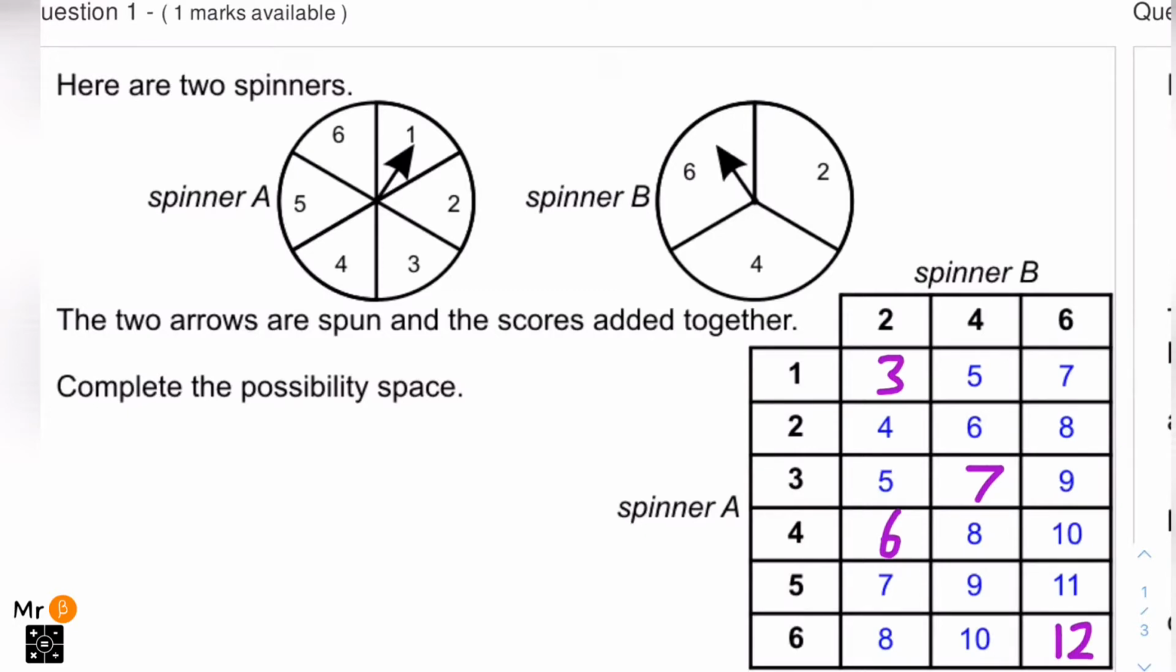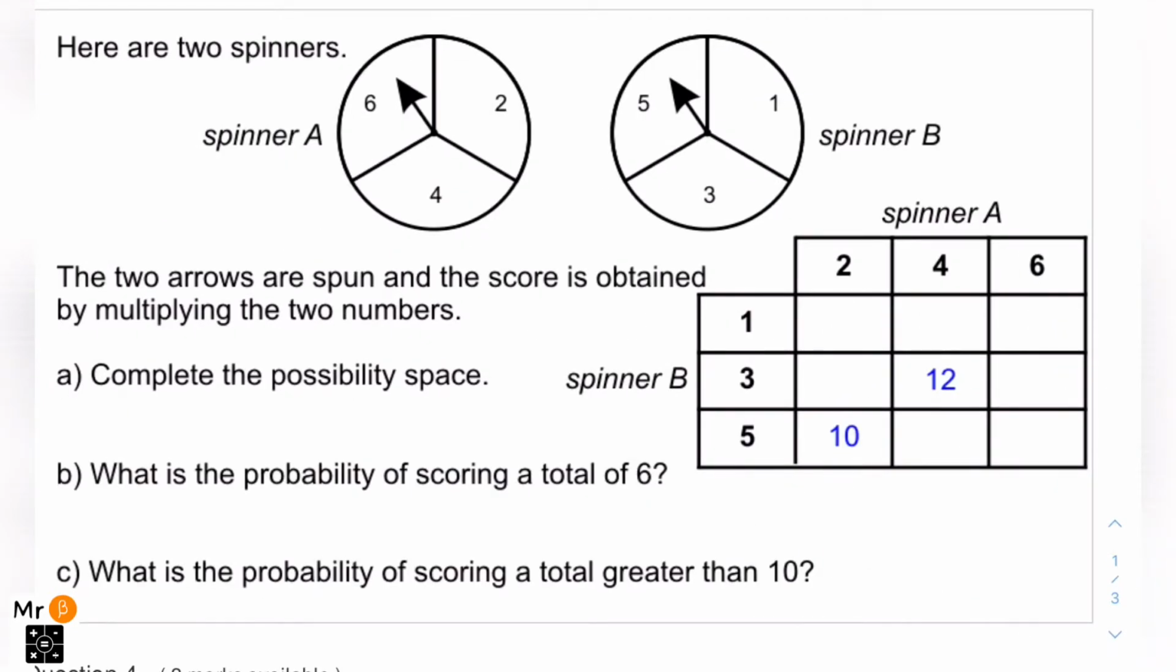Typically this would be a part A of a question, then it would ask you some probability questions to go alongside that. Our second question, again, this time they've been multiplied together, so we complete our sample space diagram by multiplying our numbers together.